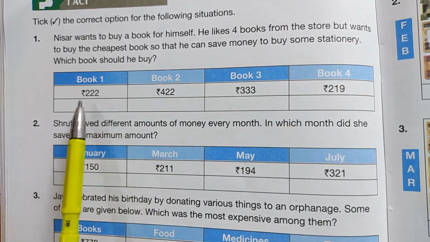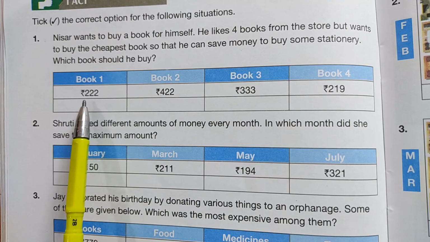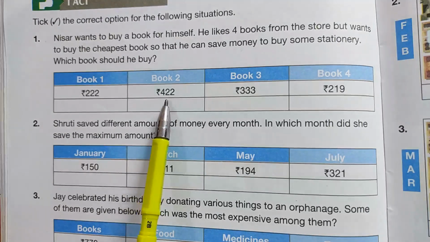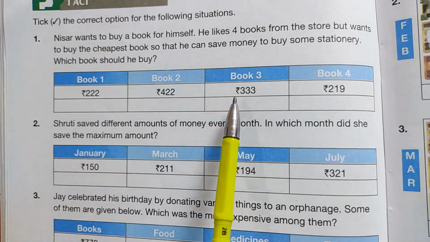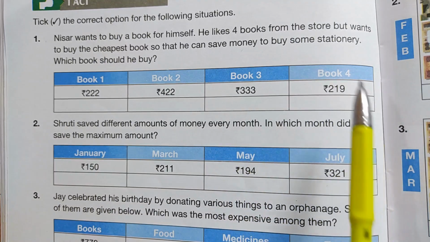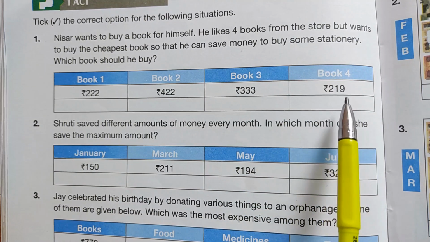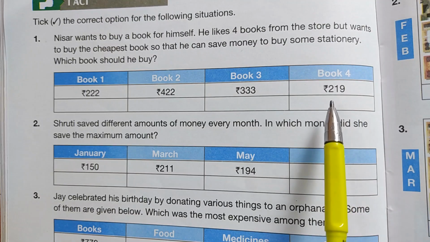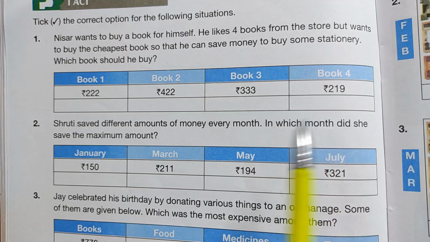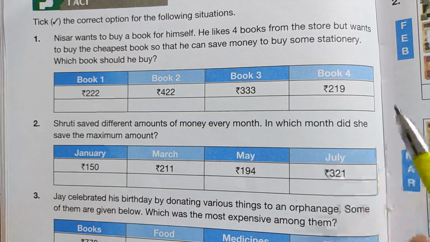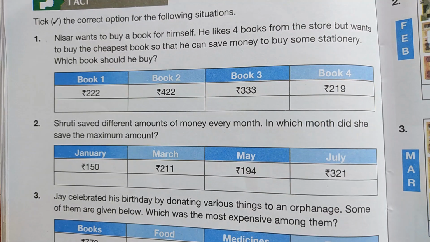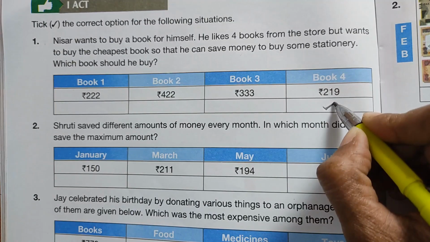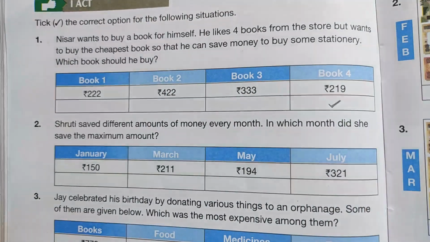Book number 1 price is rupees 222. Book 2 rupees 422. Book 3 rupees 333 and book 4 rupees 219. Nisar wants to buy cheapest book, means the price of the book is less. So for this, the amount is less, so he should buy this book because he wants to save the money to buy some stationery.